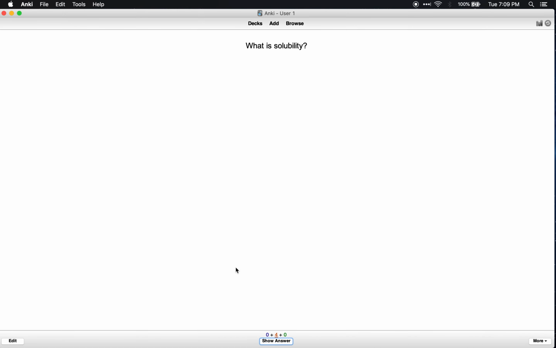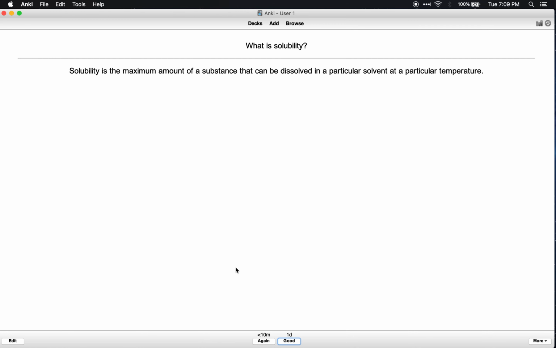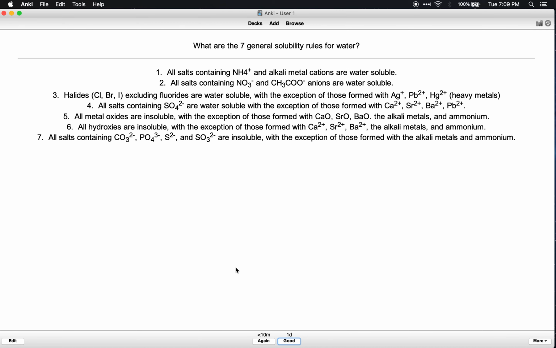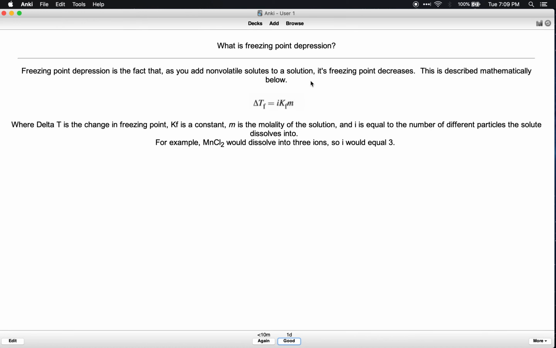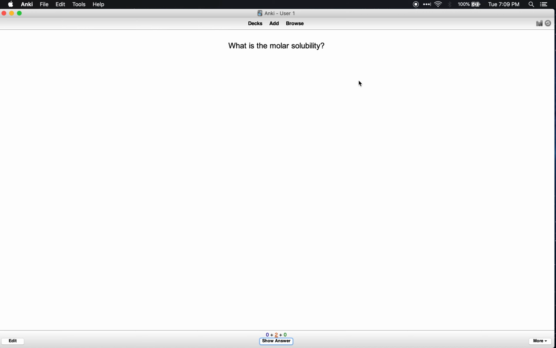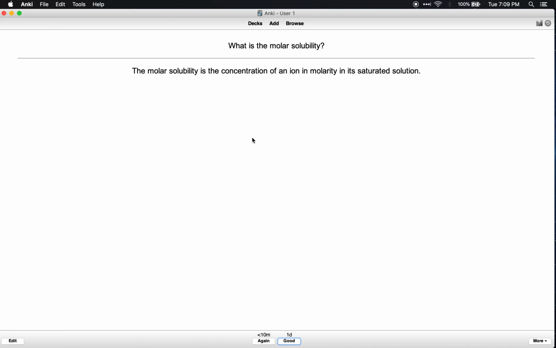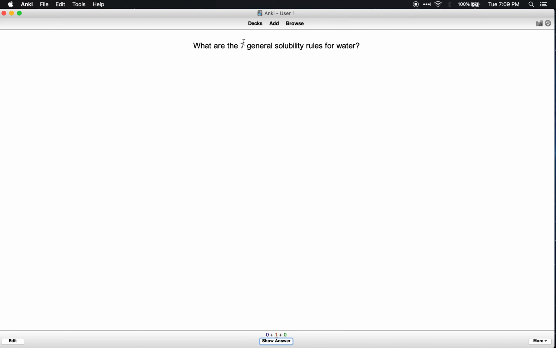Chapter 9. Solubility refers to when electrostatic interactions between solute and solvent overpower the interaction between solute and solute. It is the maximum amount of substance that can be dissolved. I still need to make sure I know this. Freezing point depression: delta T_f equals i K_f m, where m is molality. Increasing solute concentration will decrease freezing point. Molar solubility is the concentration of ions in a saturated solution.